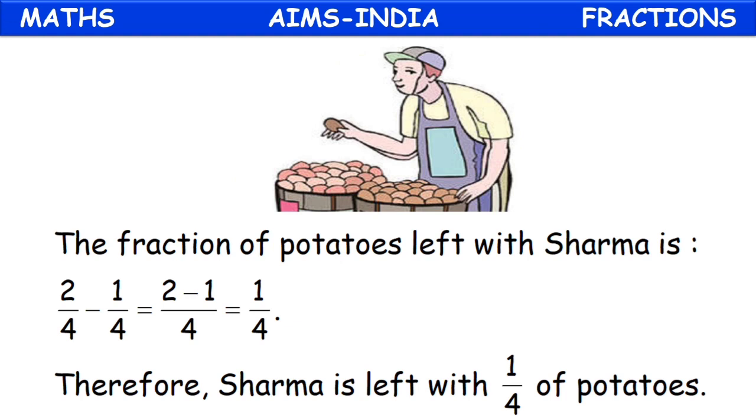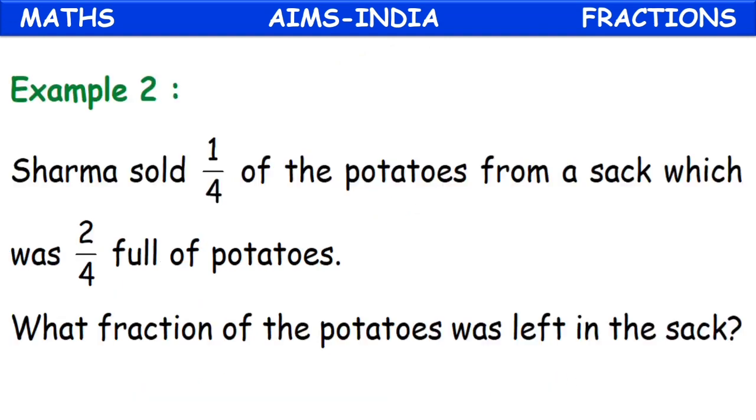Next, example 2. Sharma sold 1 by 4 of the potatoes from a sack which was 2 by 4 full of potatoes. What fraction of the potatoes was left in the sack? Again, see, again as I said, here we are having Sharma who has sold 1 by 4 of the potatoes.